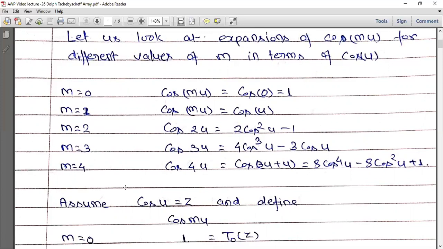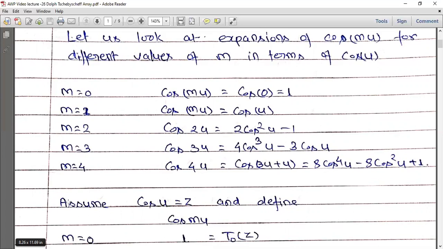Similarly, for m equals 4, we represent cos of 4u, which for expansion you can write as cos of 3u plus u, and this cos of 3u plus u can then be converted to the expression 8 cos to the power 4 u minus 8 cos square u plus 1. In this manner, for different integer values of m, you can express the cos mu function in terms of cos u.